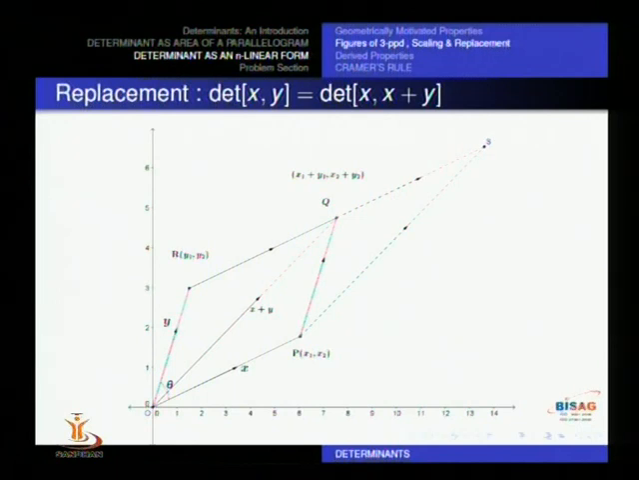Now if I consider the vectors x and y to be generating the parallelogram, then I can see that the figure is OPQR. But suppose I consider the vectors generating the figure as x and x plus y, then the dotted line is going to give me the new picture. OPSQ, that is the new parallelogram thus formed.